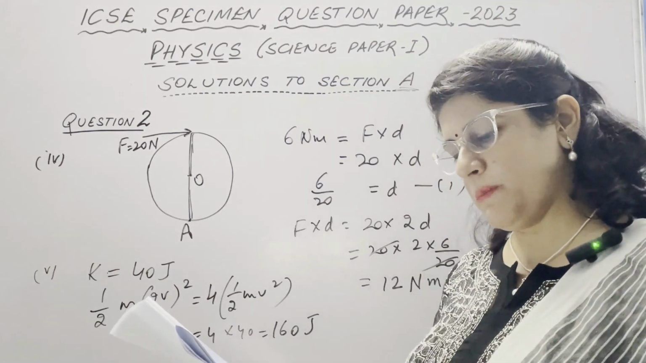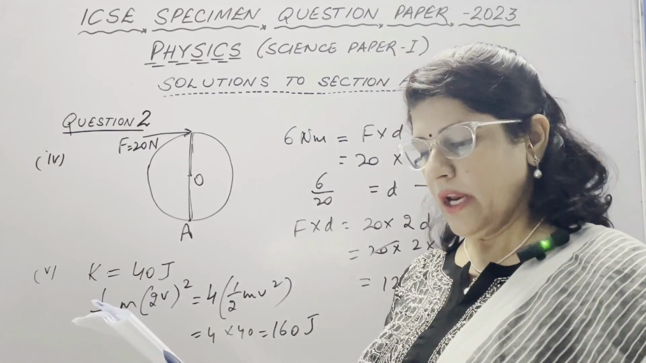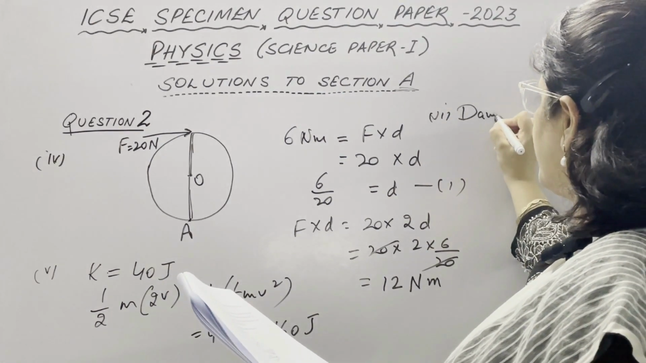Sixth part, a freely suspended pendulum in air is disturbed once and left to oscillate on its own. Name the type of vibration. We all know that these are damped vibrations.